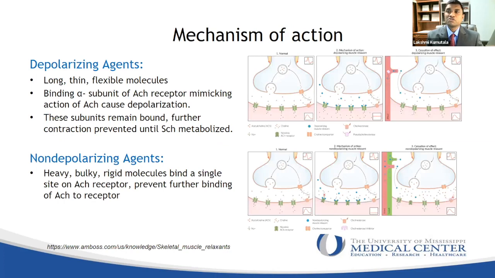Regarding the mechanism of action of neuromuscular blockade, the depolarizing agents are long, thin, and flexible molecules. These agents bind to the alpha subunits of the acetylcholine receptors, mimicking the action of acetylcholine and causing depolarization. These subunits remain bound and further contraction is prevented until the succinylcholine is metabolized. On the other hand, the non-depolarizing agents are heavy, bulky, rigid molecules that bind a single site on the acetylcholine receptor and prevent further binding of acetylcholine to the receptor. So these act as competitive antagonists.